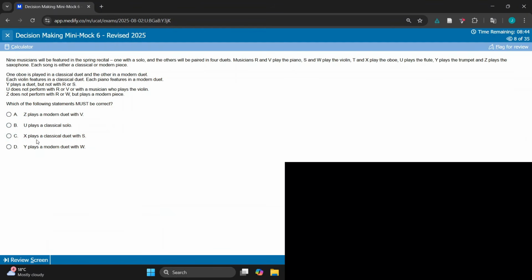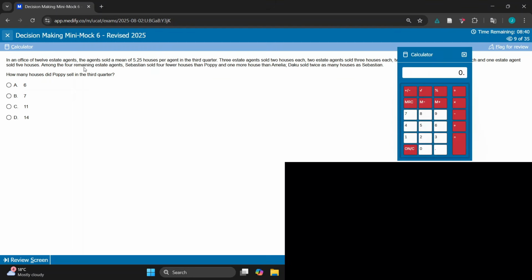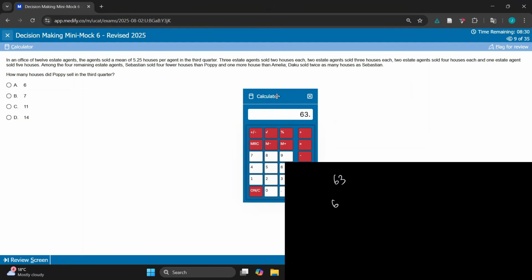To the incomplete ones. So, how many houses? In the office of 12 estate agents, the agents hold a mean of 5.25 times 12, which is 63 houses. Third quarter, 3 estate agents sold 2 houses each, that's 6. 2 estate agents sold 3 houses each, that's another 6, and we've used up 5 estate agents so far. 2 estate agents, so that's another 8. I want to say sold 5 houses. So 12, 20, 25. So if this is 7, we've got 5 left.